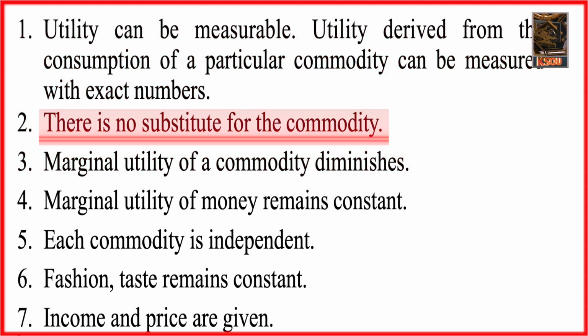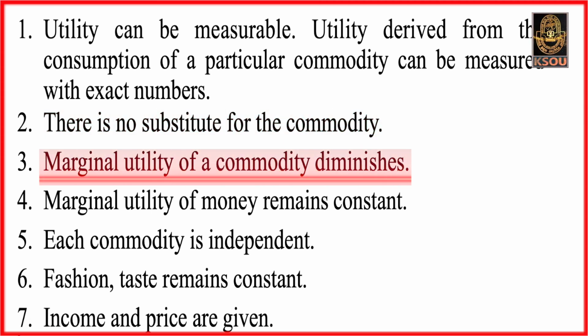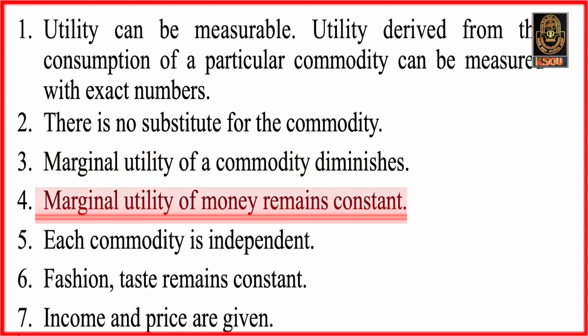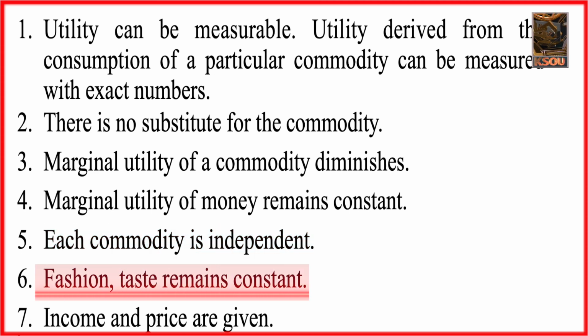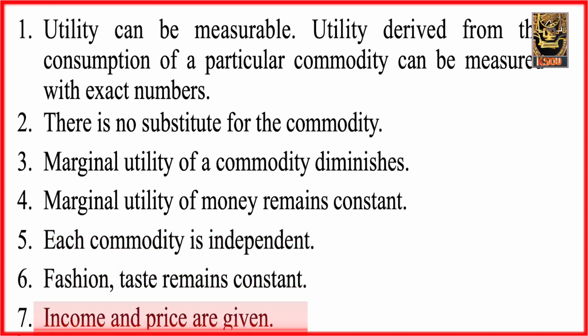There is no substitute for the commodity is one important assumption. Marginal utility of the commodity diminishes. Marginal utility of money remains constant. Each commodity is independent. Fashion and taste remain constant. Income and prices are given.